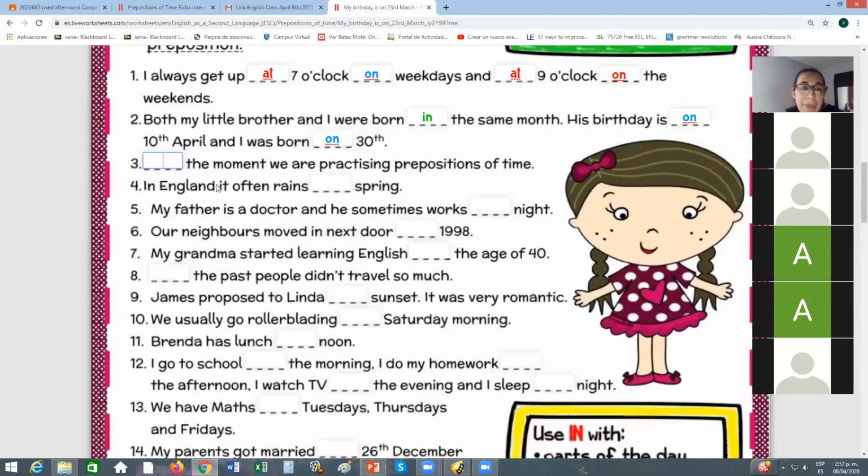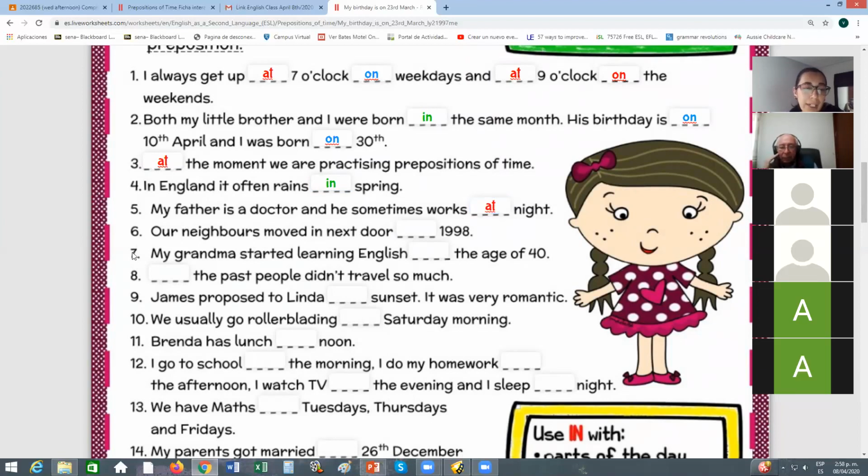Number 3. The moment we are practicing prepositions of time. At. At the moment. A specific time, no? At the moment we are practicing prepositions of time. All right. Number 4. In England, it often rains in spring. Pretty good. Number 5. My father is a doctor and he sometimes works at night. Okay.